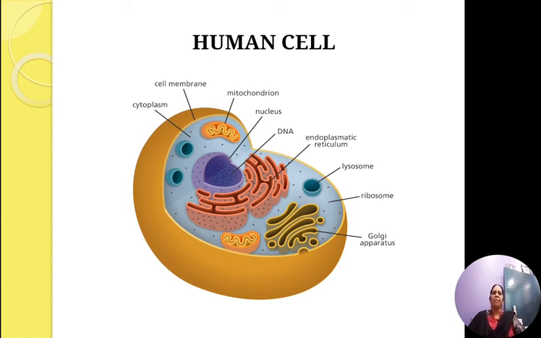Then lysosomes protect the cell by engulfing the foreign bodies entering the cell, and they help in cell renewal. Therefore, lysosomes are known as the cell's suicide bags. Then we have the vacuoles, which store food, water and other waste material in the cell. So these are the human cell structure and the internal parts of the human cell.